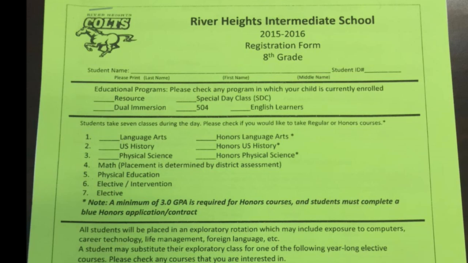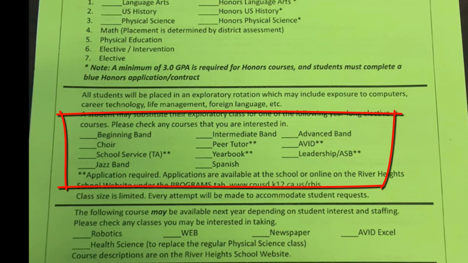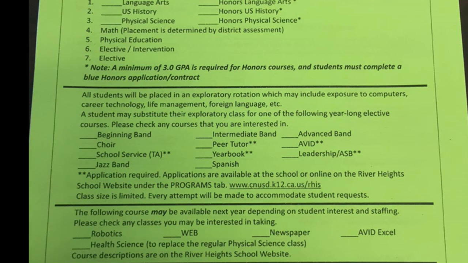All right. Now, as you know, you take exploratory classes, which are kind of like the electives where you take your computer class or your home ec class. But you can substitute those classes with another class, and there's some listed right there: beginning band, intermediate and advanced band, choir, peer tutor, AVID, school service, which is really your TA, library, office, or teacher TA, yearbook or ASB, jazz band, or Spanish. So if any of those you want to take, make sure you check it.